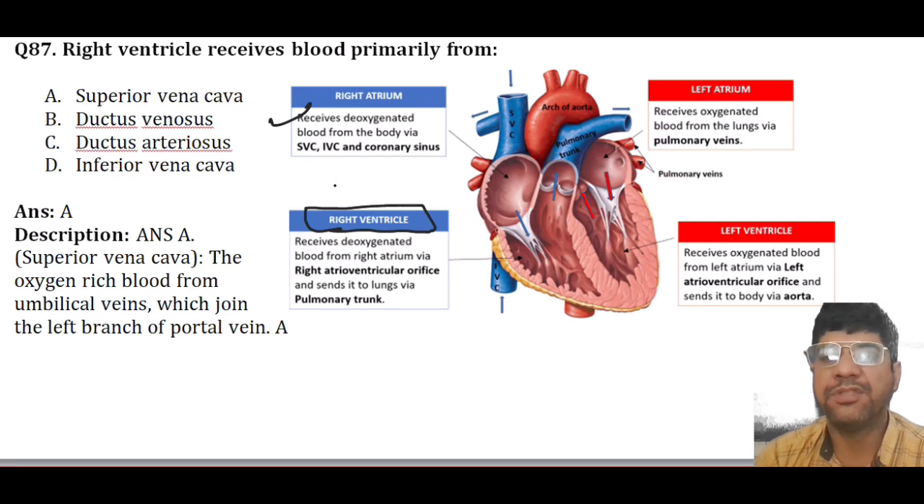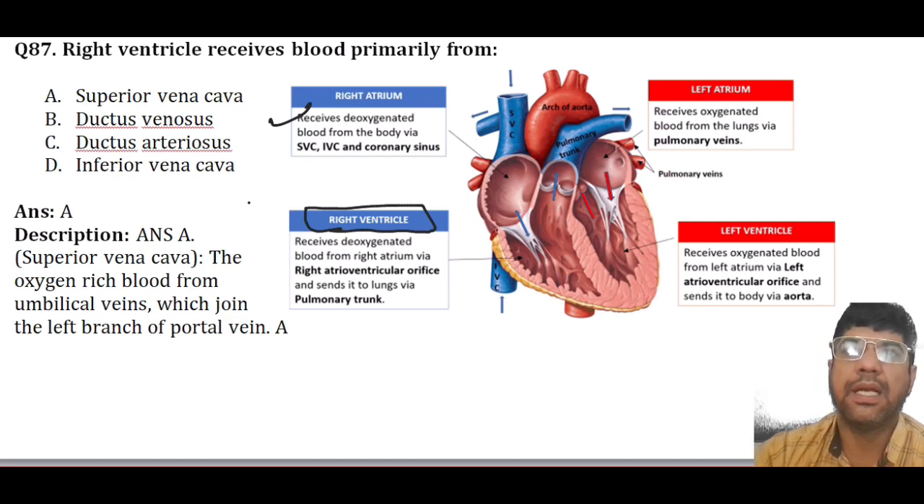So blood from the superior vena cava flows into right atrium. From the right atrium, the blood then passes through the tricuspid valve into the right ventricle. So the right ventricle is responsible for pumping this deoxygenated blood into the pulmonary artery that carries it to lungs for oxygenation.